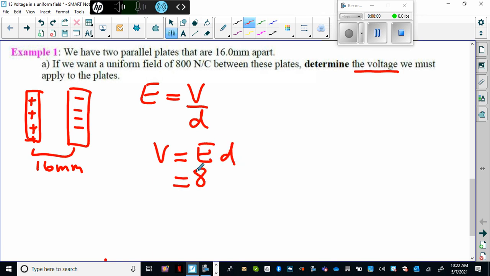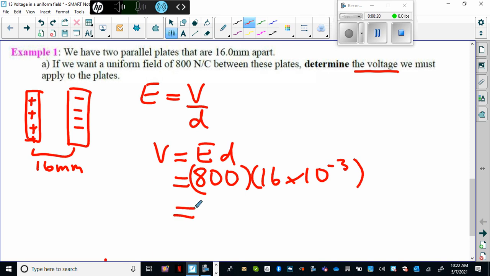The electric field strength is 800 newtons per coulomb. The distance between the plates is 16 millimeters, 16 times 10 to the negative 3, or 0.016. Personally, when I see something in millimeters, to convert it to meters, I just add times 10 to the negative 3 at the end of it. Multiply those two numbers together, and you get 12.8 volts, or 12.8 joules per coulomb, if you wish.